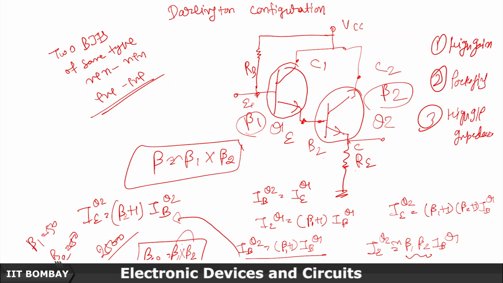One of the disadvantages is that VBE1 and VBE2 add up, so you need a larger VBE. In order to get rid of this problem, people have proposed another pair, known as the feedback pair, also known as the complementary Darlington configuration.